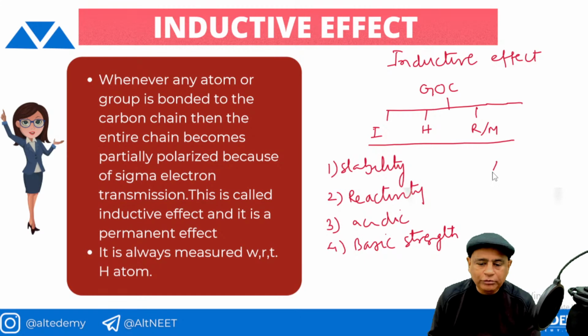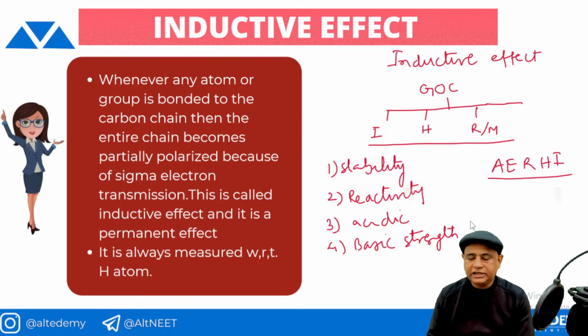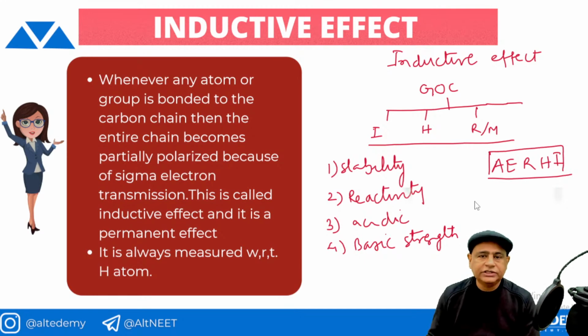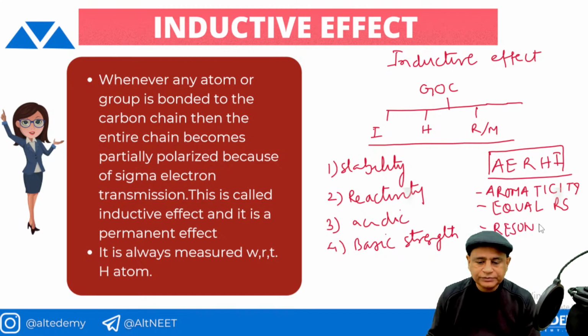I would like to give you a small formula called AERHI. You may ask, what is this AERHI? This is the order in which the strength of a particular phenomenon is observed in any chemical process. A stands for aromaticity or aromatic. E stands for equal RS. R stands for resonance. H stands for hyperconjugation. That is what we will be studying in our next session. And the last one is the inductive effect.